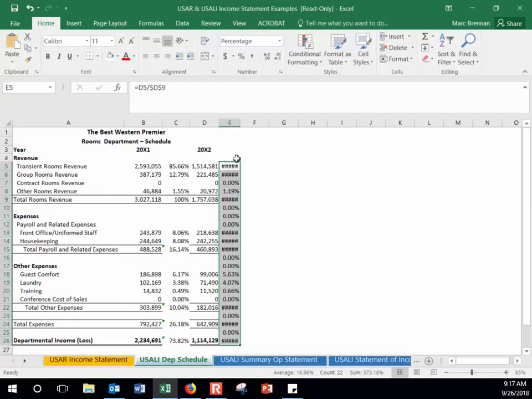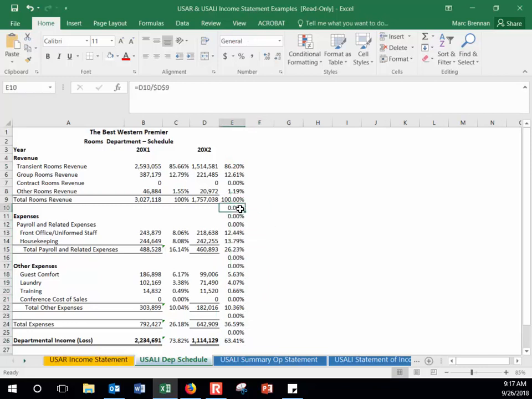Remember, if you see pound signs, it just means the numbers are too big for these cells. Double click, and there you go. And then we'll get rid of any zeros that we don't need here. Now we can start to analyze it and see what's going on. So out of our revenue, this is just where we can analyze the revenue split. That's all we would do here.